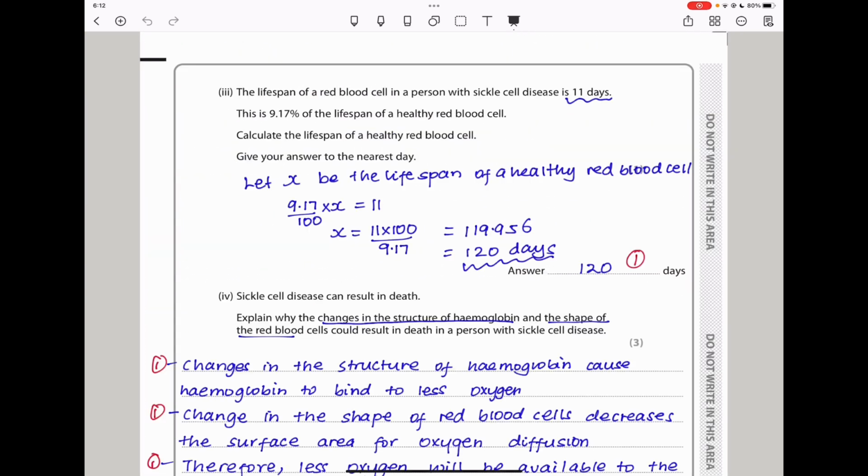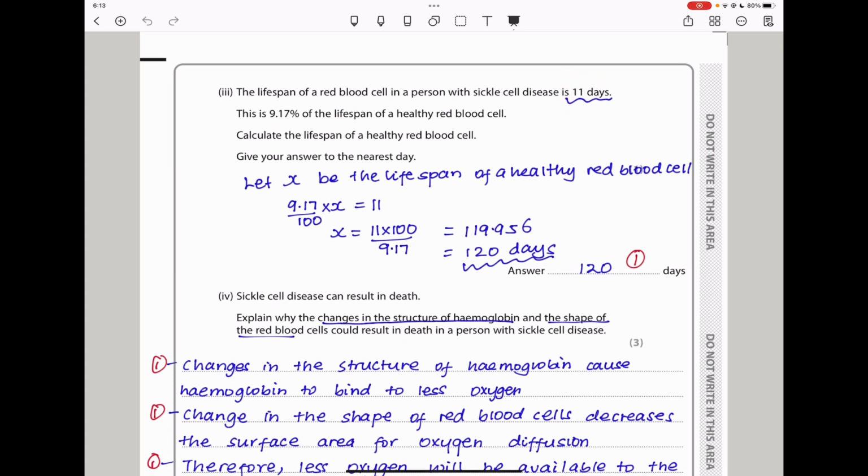Moving on. Here they say the lifespan of red blood cells in a person with sickle cell is 11 days. This is 9.17% of the lifespan of a healthy red blood cell. Calculate the lifespan of a healthy red blood cell and give your answer to the nearest day. So I said, let X be the lifespan of a healthy red blood cell. Remember, they told us 9.17% of a lifespan of a healthy cell is going to be 11 days.